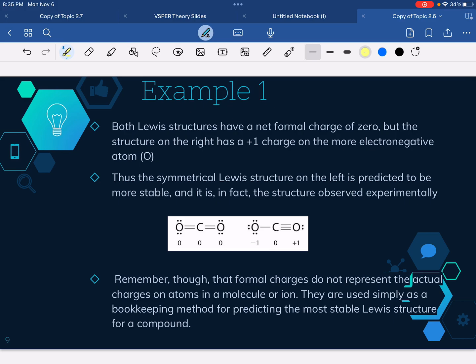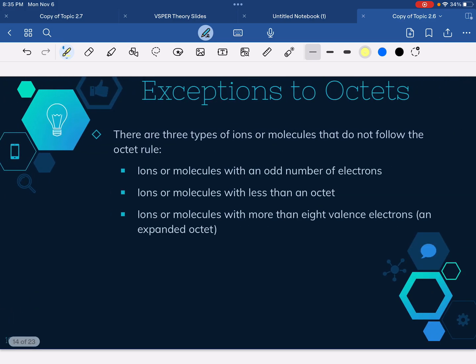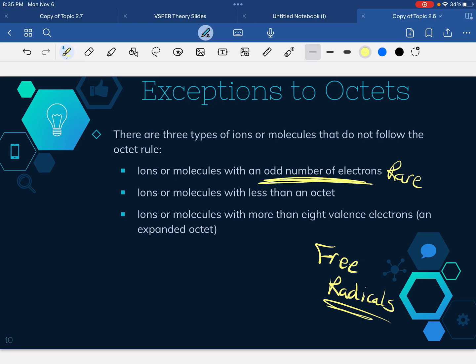Okay, and we went through this already. Now, there are times where you can have exceptions to octets. So there are 3 types of ions or molecules that do not follow the octet rule. So ions or molecules with an odd number of electrons. Okay, odd numbers of electrons. They are rare and usually called free radicals. Okay, so when we think of things that are causing havoc in our atmosphere, usually we have free radicals doing that. They are highly reactive because they have that 1 electron.